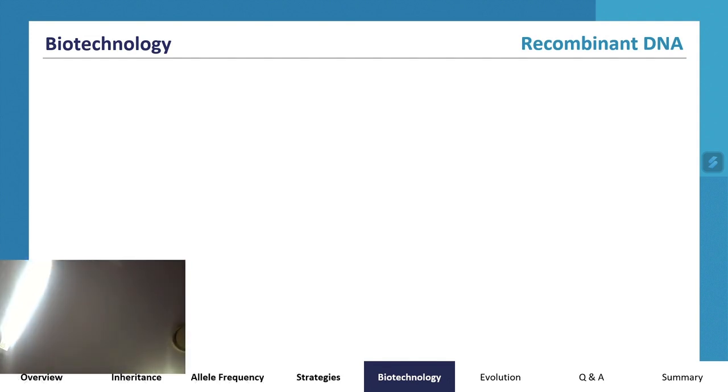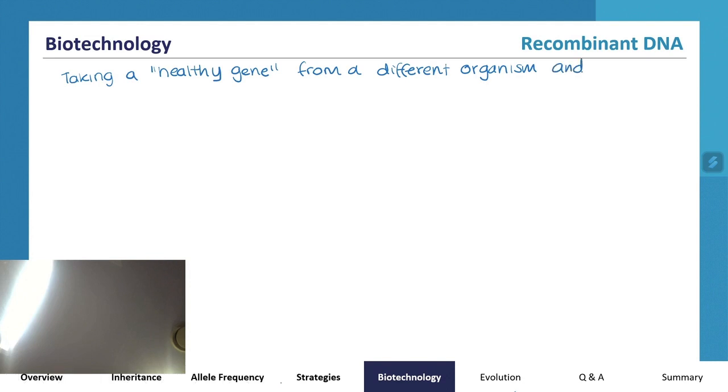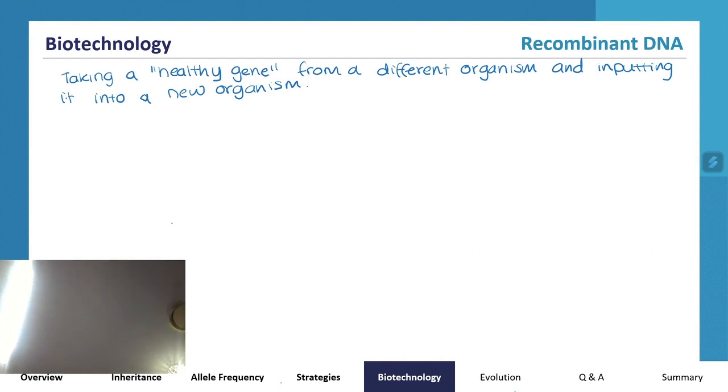Recombinant DNA, if we want a definition of it, is taking DNA or taking a healthy gene from a different organism and inputting it into a new organism. So you might have heard of genetically modifying plants with pest resistant genes. They've taken those genes from bacteria or other organisms that have developed a resistance to the pest and then inserted it into the plant genome.